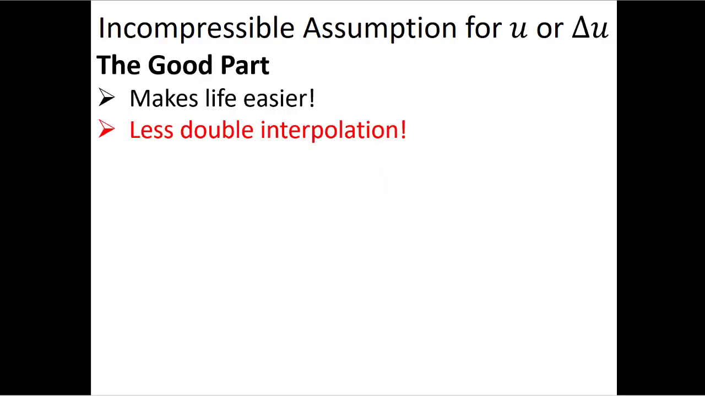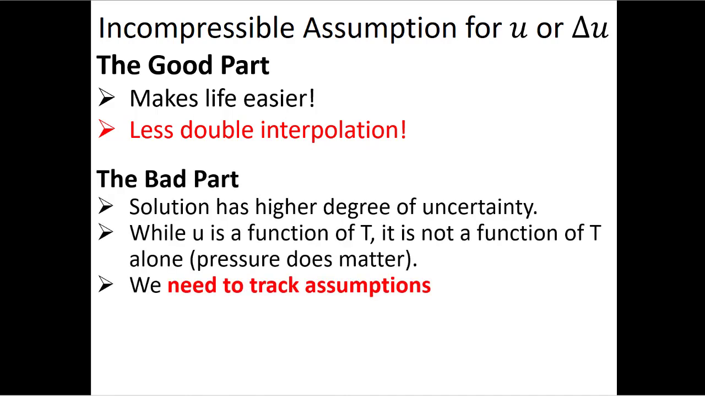The good part is that doing this makes our lives easier. It's less double interpolation. The bad part is that the solution has a higher degree of uncertainty. So while the specific internal energy is a function of temperature, it's not a function of temperature alone. Pressure matters too. As the pressure starts to change, our uncertainty grows. And this is more true when we're talking about enthalpies, because pressure is more important when we're talking about change in enthalpy, but it's important for internal energy too.